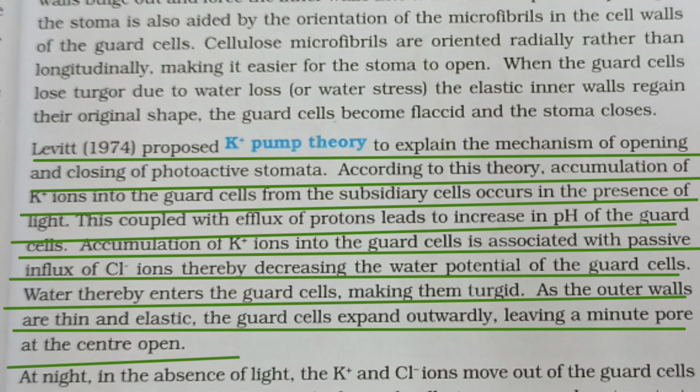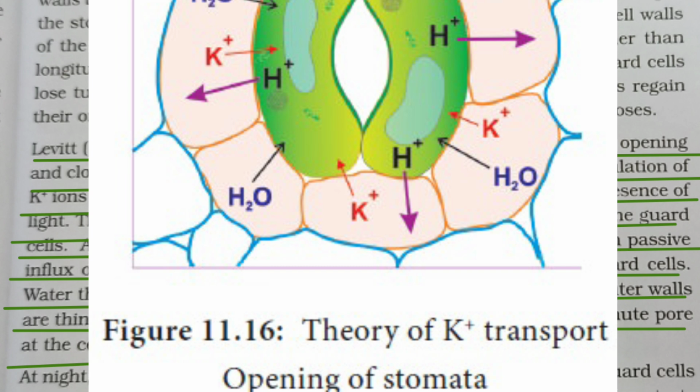Levitt in 1974 proposed the K+ pump theory to explain the mechanism of opening and closing of photoactive stomata. This theory states that accumulation of K+ ions into the guard cells from the subsidiary cells occurs in the presence of light. This, coupled with the efflux of protons, leads to an increase in pH of the guard cells.